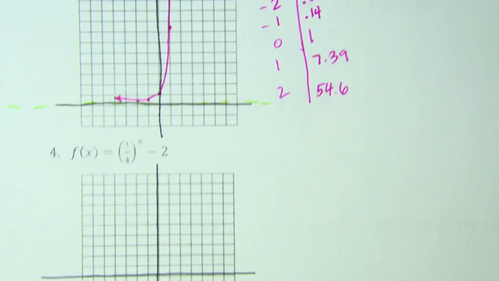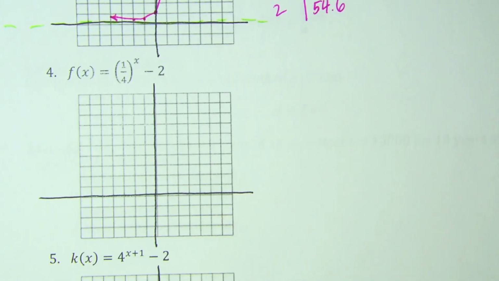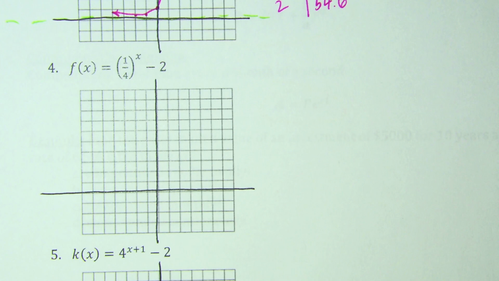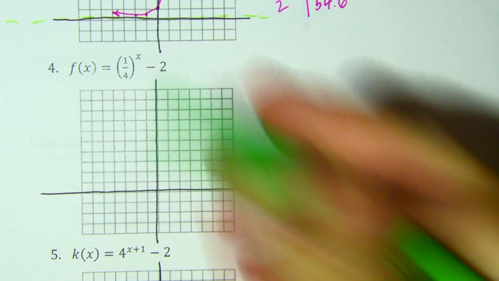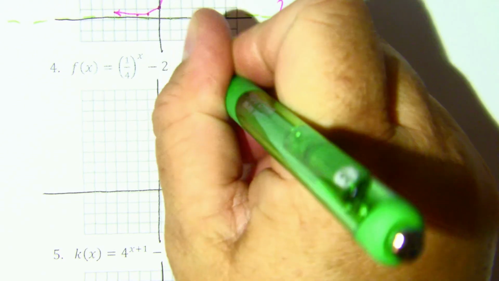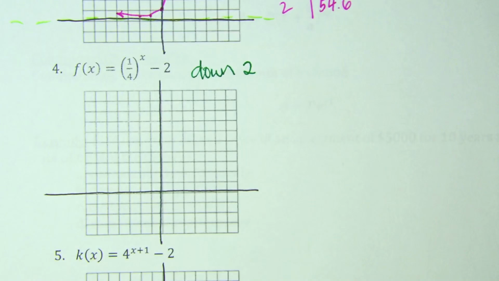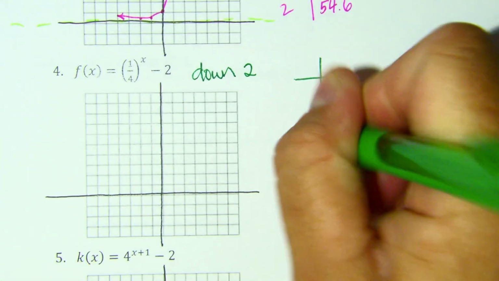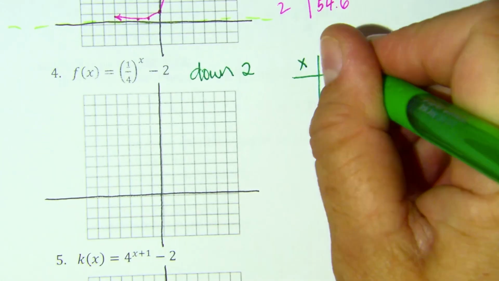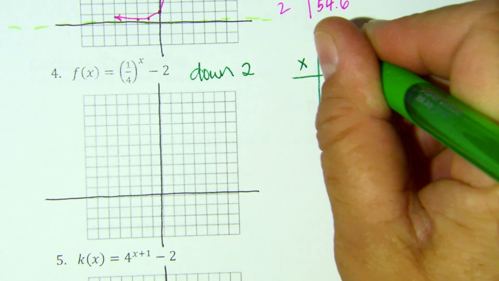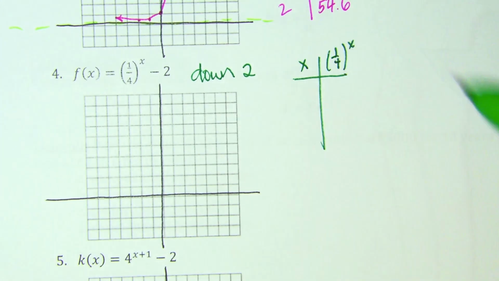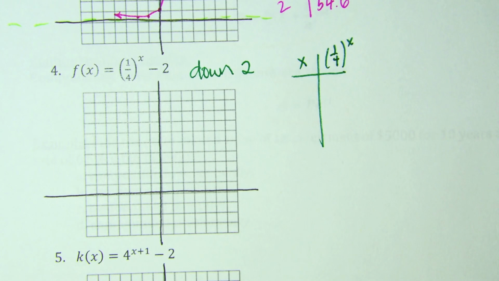All right, moving on to number 4. Now we're going to start having some shifts in our graph. So this -2 on the end here moves my graph down 2. What I recommend doing is making a table with x and then the function 1/4 to the power of x without that -2 on the end. And then we'll use those points and shift them all down 2.